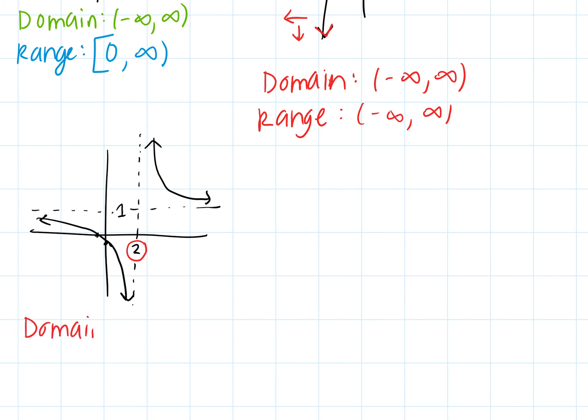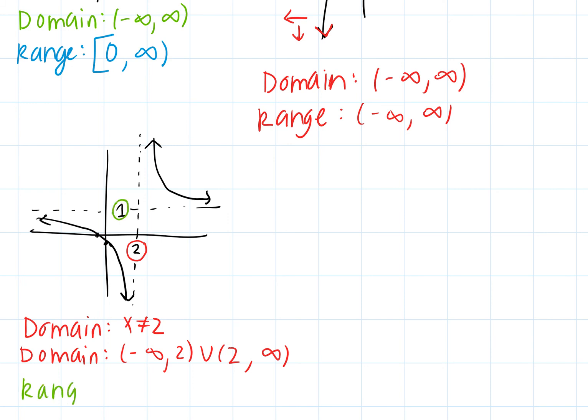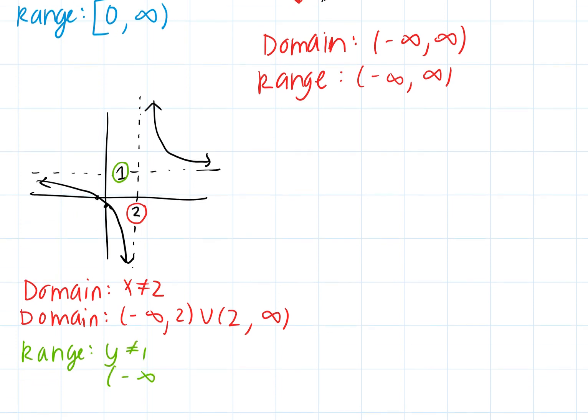So there are two different ways to write this. You could either say x is not 2, which implies everything other than 2, or you could say, equivalently, that the domain is negative infinity up to 2, union 2 to infinity, meaning everything other than 2. But 1 is the value missing from the range. That's why we would say the range is either y is not equal to 1, again implying absolutely every number other than 1 is used. So these are ways of expressing the range.